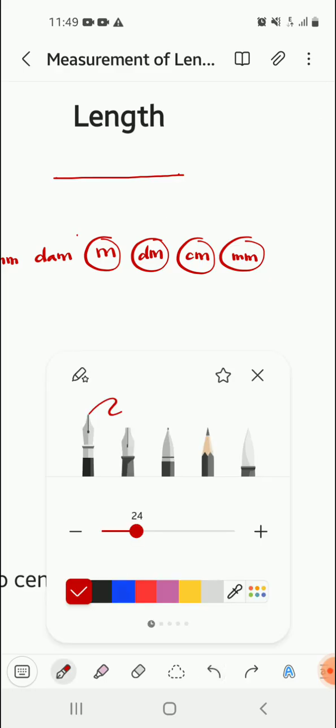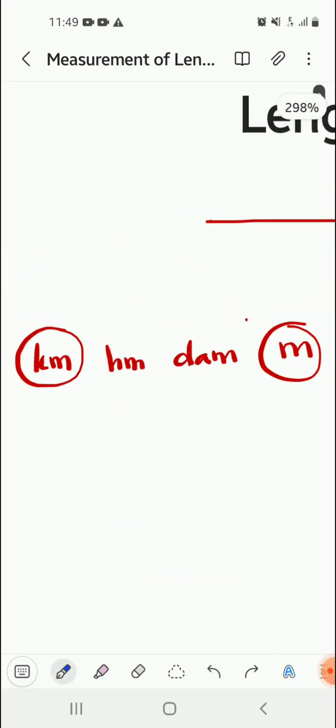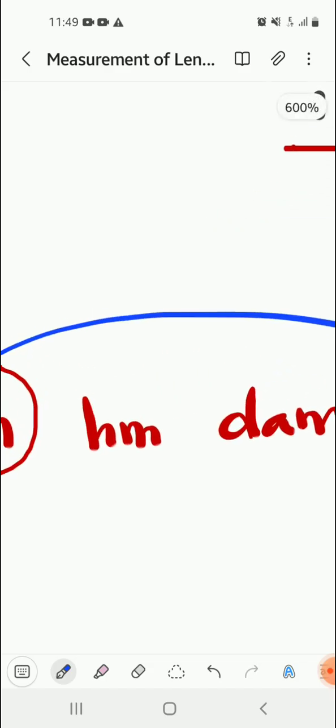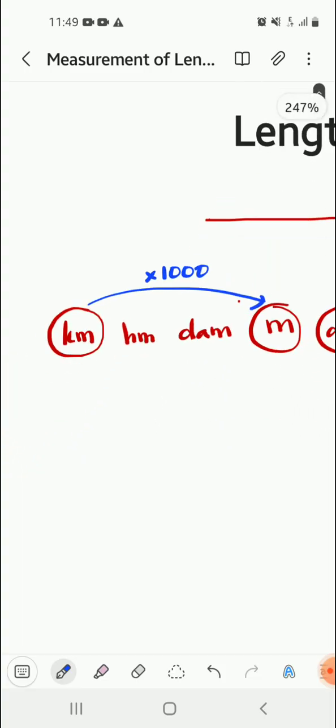Now there are two ways in which we do it. The first is, 1 kilometer is equal to 1000 meter. So what we mean to say is we have to multiply by 1000. Basically, if we multiply meter by 1000, we get kilometer. So 1000 meter is 1 kilometer.